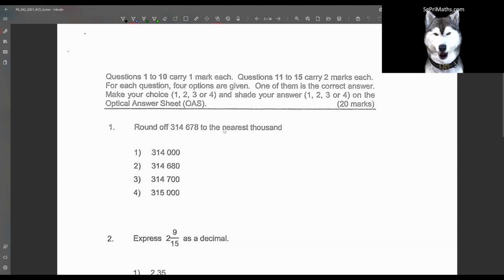Question 1. Round off 314,678 to the nearest thousand. So 1000 is this. So we'll be looking at this 100 place. Since 6 is more than 5, this number will round up to 1 higher than 4, which is 5, 0, 0, 0, which is answer 4.